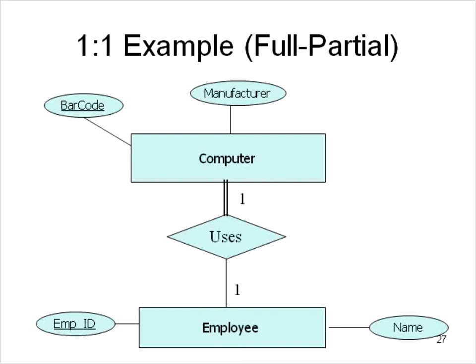So for example, we have examples shown on slide 27 where we have a computer, and the computer has a barcode as the primary key, and employee has employee ID as the primary key. So we have two entities, computer and employee. And there is a partial participation relationship between the employee and computer, but a full participation relationship between the computer and the employee.